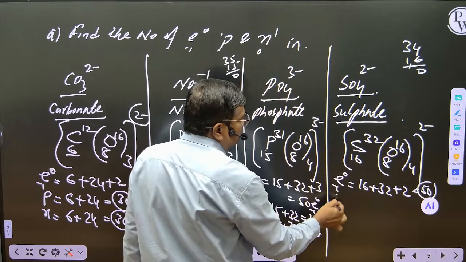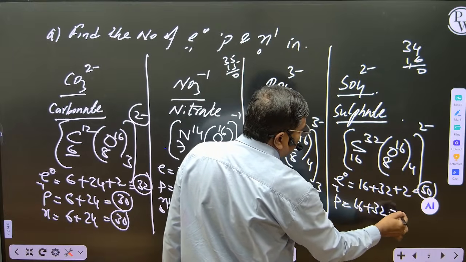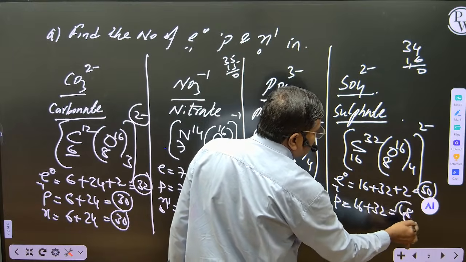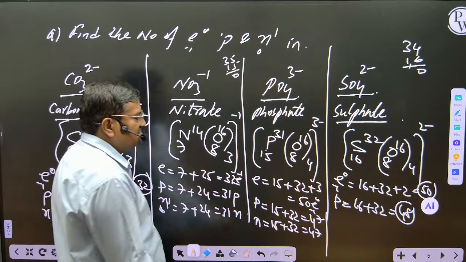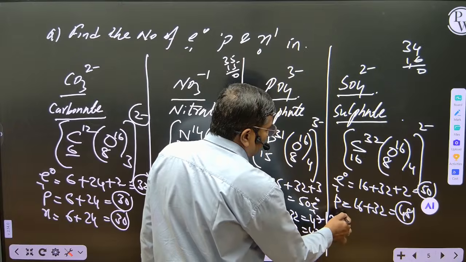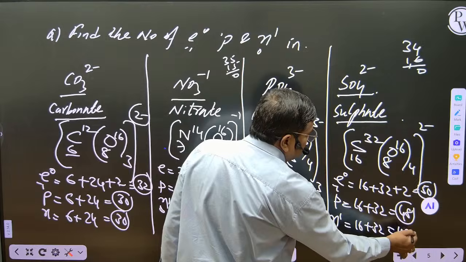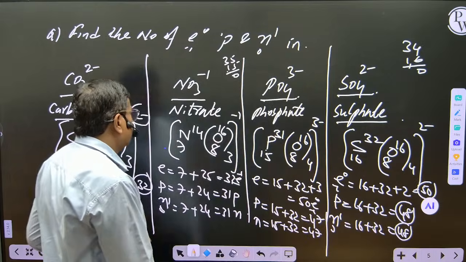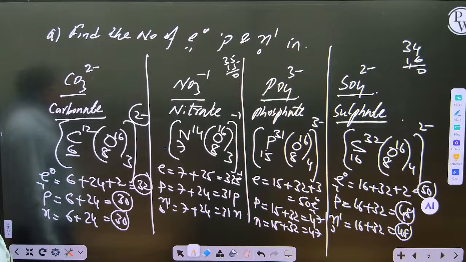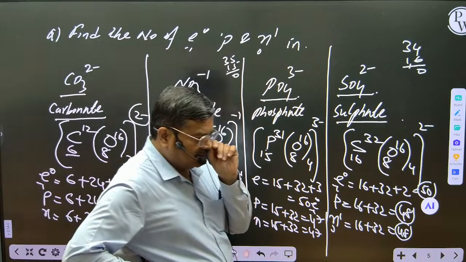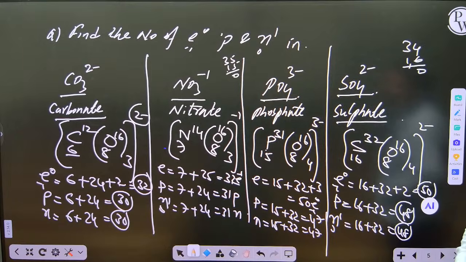What if protons would have been asked? We have to deduct 2. 16 plus 32, that comes 48 protons. Neutrons also come the same, 48. 16 plus 32, 48 neutrons. So this is how we find in neutral element, cation, anion, molecule, and polyatomic ion.